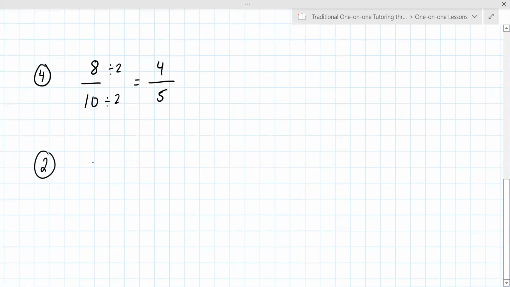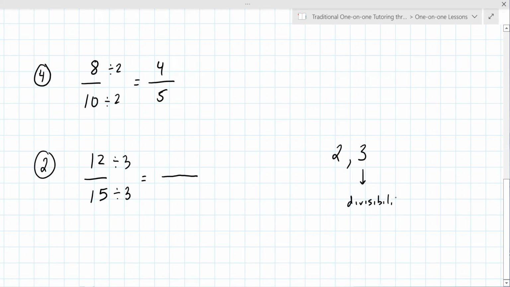Number 2 is 12 divided by 15. You start with 2 and you realize, okay, 12 is divisible by 2 because it's even, but 15 is not. It's odd. So we go to the next prime number, which is 3. Is 12 divisible by 3? Is 15 divisible by 3? The divisibility rule for 3 is if you add up the digits, like 1 plus 2, and that's a multiple of 3, and 1 plus 5 is 6, also a multiple of 3, you know that they're both divisible by 3. So in this case, 12 divided by 3 is 4. 15 divided by 3 is 5.